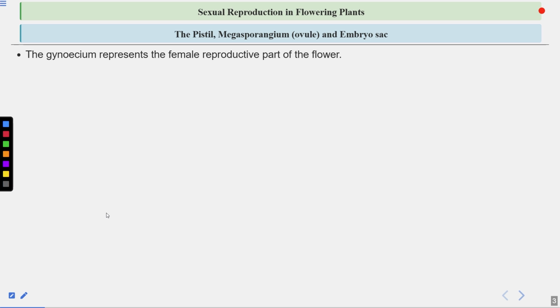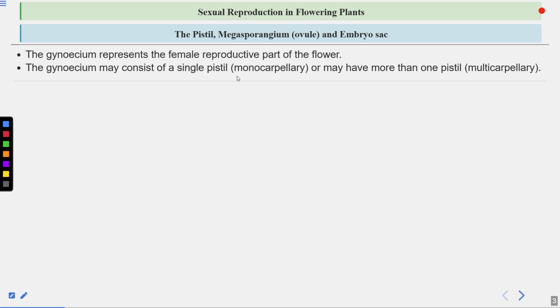So, sexual reproduction in flowering plants. In today's session, our lecture will be based on the pistil, the megasporangium, which is also called the ovule, and the embryo sac. The gynoecium represents the female reproductive part of the flower. In the previous class, we understood that the gynoecium is present as the female reproductive part of the flower, at the innermost whorl.